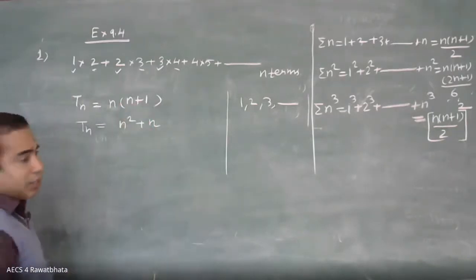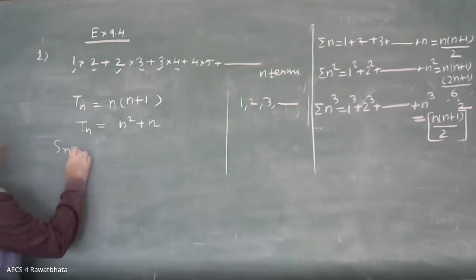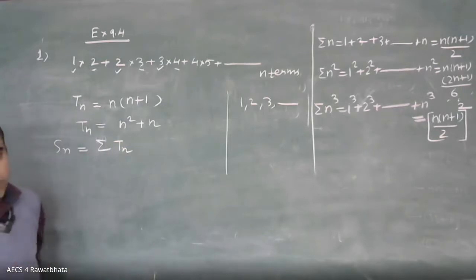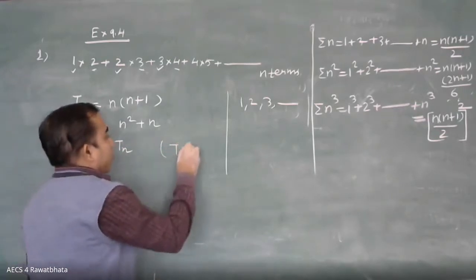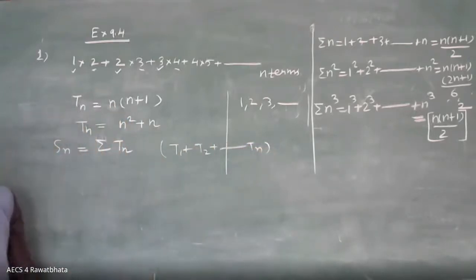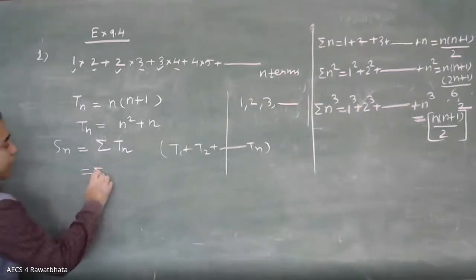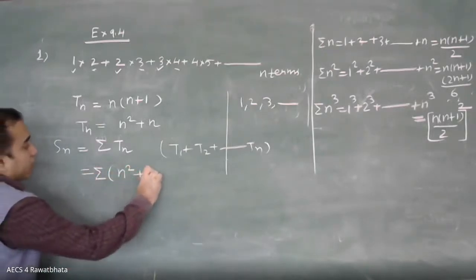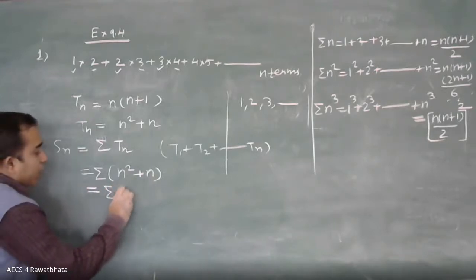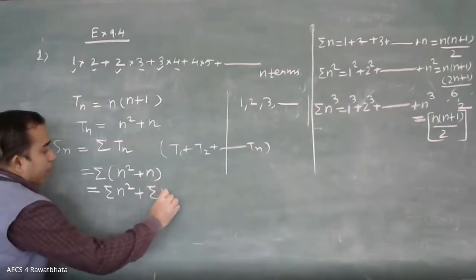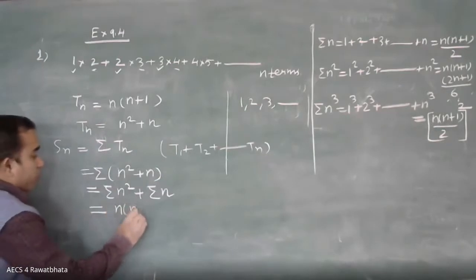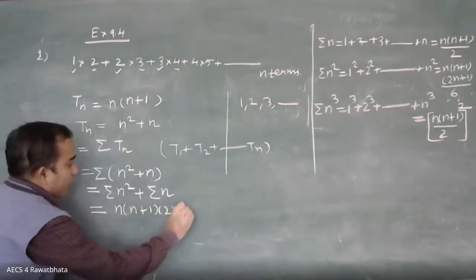Step 3 is to note that the sum of n terms will be the summation of term n, where n is running from 1 to n. So this will be t1 plus t2 plus t3 up to tn, that is nothing but summation tn. Now what can be done? Tn value you keep, and this summation symbol is distributive. So distribute it. This will become summation n square plus summation n, and the formulas that you have, summation n square and summation n, you substitute.